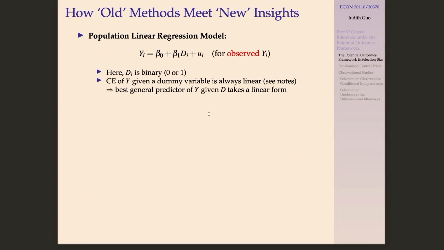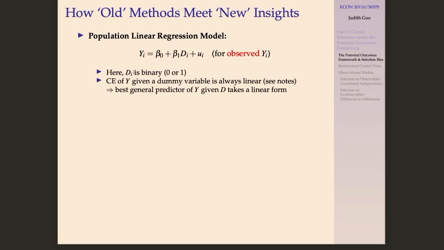So the population linear regression model, or even the linear causal model, in the framework that we discussed in semester one, is related to the observed outcome. The potential outcome concept is related to the potential outcome framework. So in the population linear regression model, we regress the observed Y on the treatment status D, and here D is a dummy variable, so it's binary. So the conditional expectation of any random variable given a binary variable is always linear. Check the notes for the derivation details. It's actually very simple.